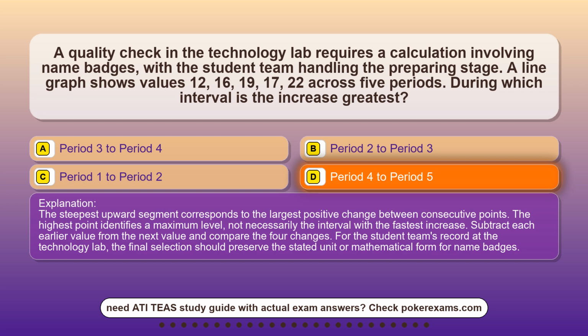The steepest upward segment corresponds to the largest positive change between consecutive points. The highest point identifies a maximum level, not necessarily the interval with the fastest increase. Subtract each earlier value from the next value and compare the 4 changes. For the student team's record at the technology lab, the final selection should preserve the stated unit or mathematical form for name badges.